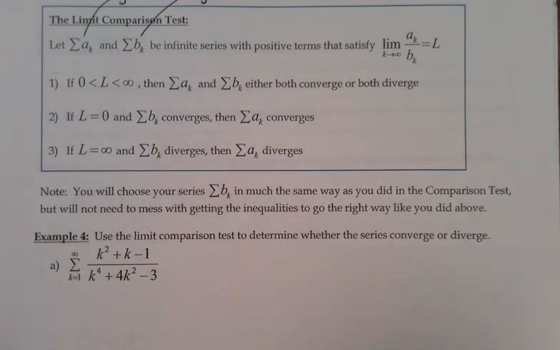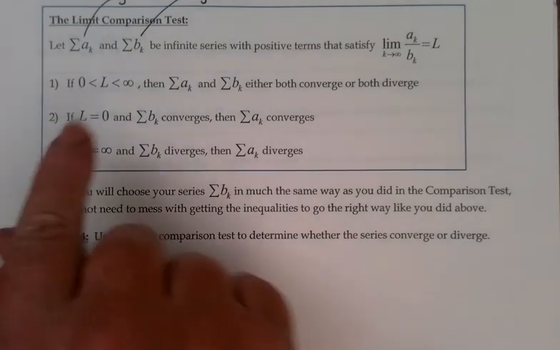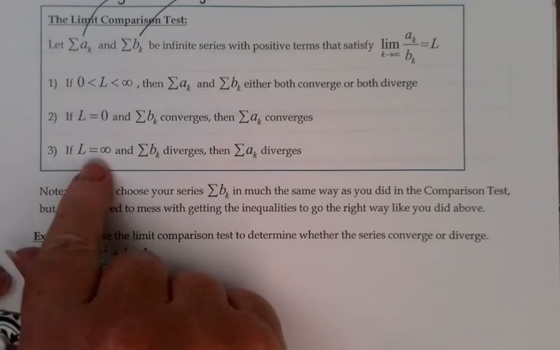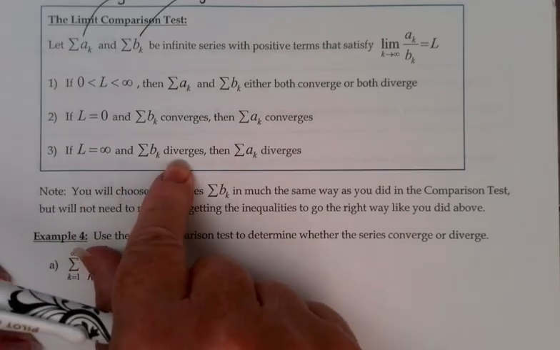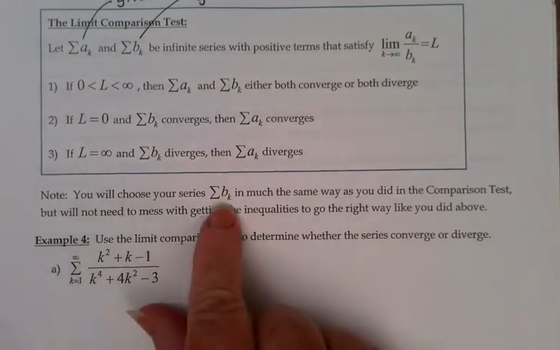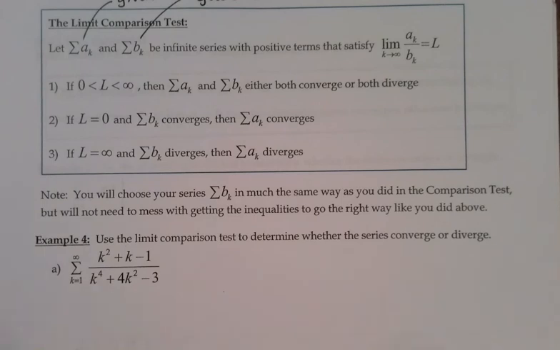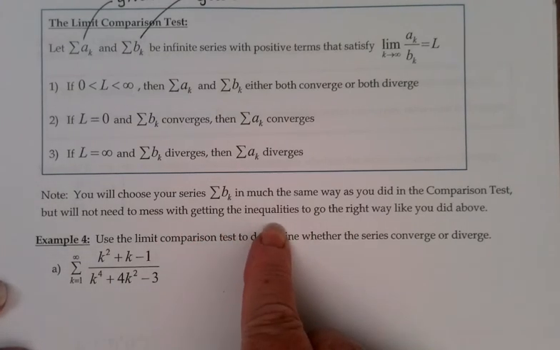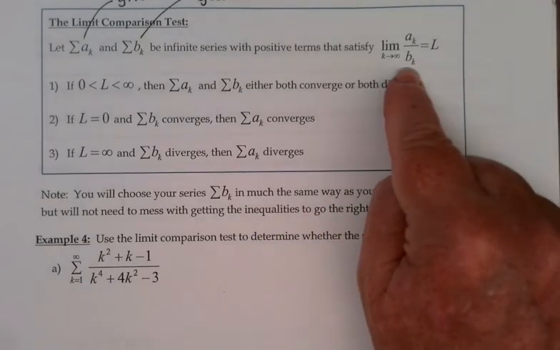Notice there are a couple of cases that this does not handle, right? If L is 0 and B diverges, we don't know what happens. If L is infinity and B converges, we don't know what happens. So there are a couple of inconclusive cases here. Now again, you're going to choose your series, B sub k, in a very similar way as we were doing with the comparison test. But the nice thing here, we do not have to mess with getting those inequalities to go the right way like we did before. Everything's taken care of in this limit.